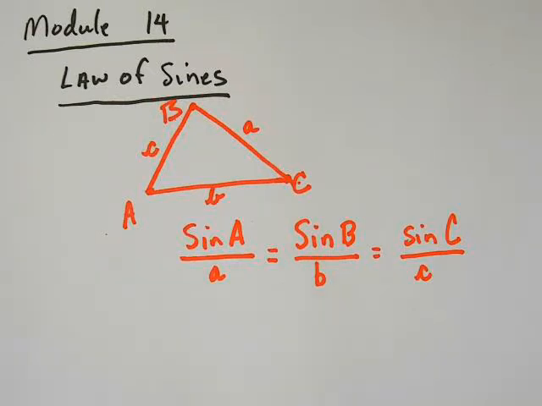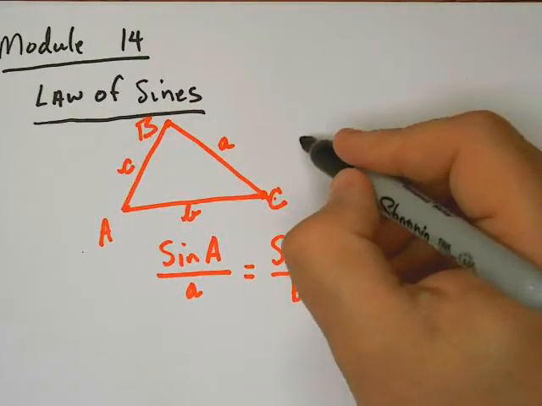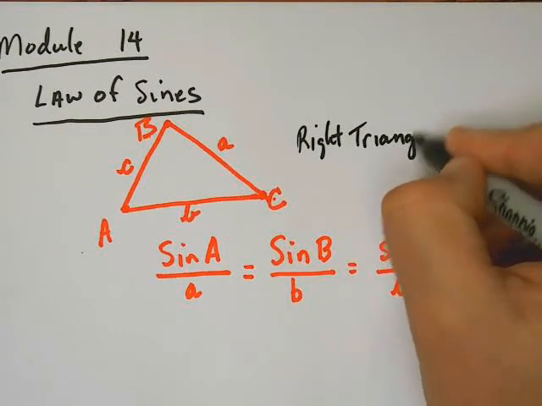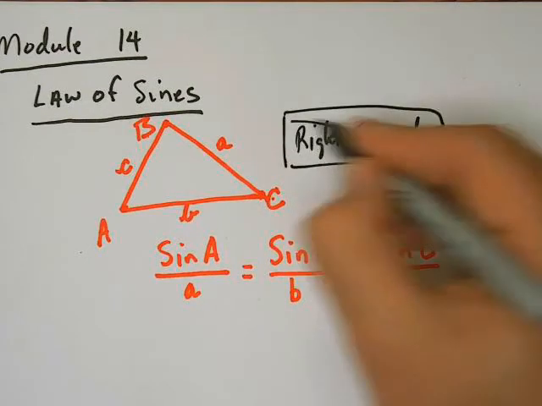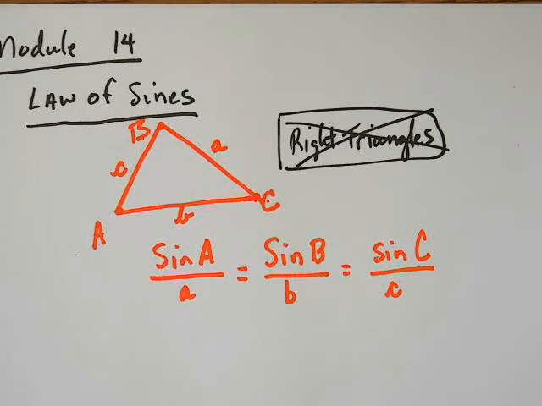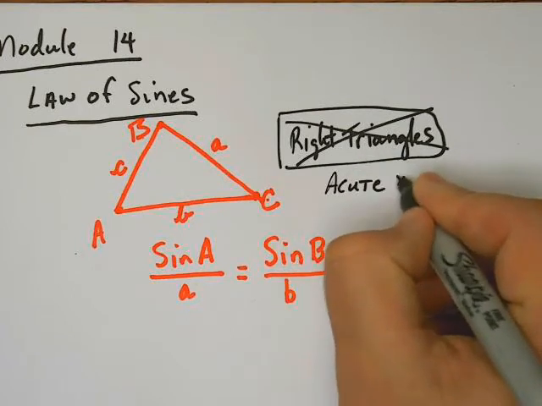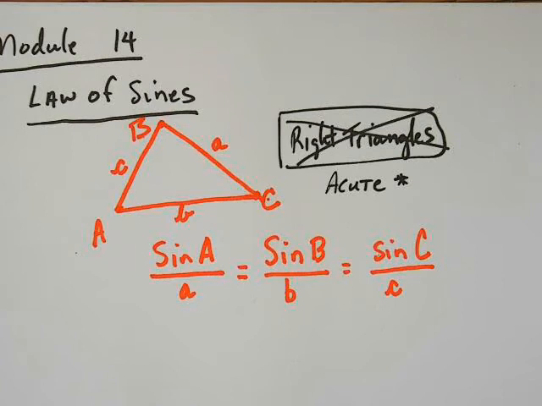A couple things that I have to tell you. Number one, all of Module 13 was dealing with right triangles. This is not. There are no right triangles. Or I should say it like this: the sine law applies for any type of triangle. Today, we're only going to look at acute triangles. Tomorrow, we're going to look at obtuse. But it applies for any triangle. The sine law works for any triangle.